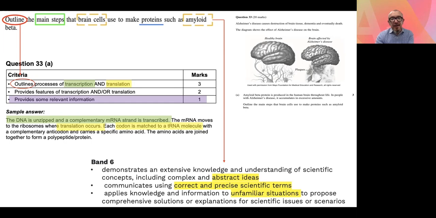Okay, and then again, amyloid beta, I'm just joining that back to that band 6 descriptor there, where those top students are able to apply learned knowledge to abstract ideas and also to unfamiliar situations. I guarantee many students would have been faced with this particular question. They would have freaked out and left it blank because they would have been angry at their teacher for not having taught them about amyloid beta, not the point of the question.